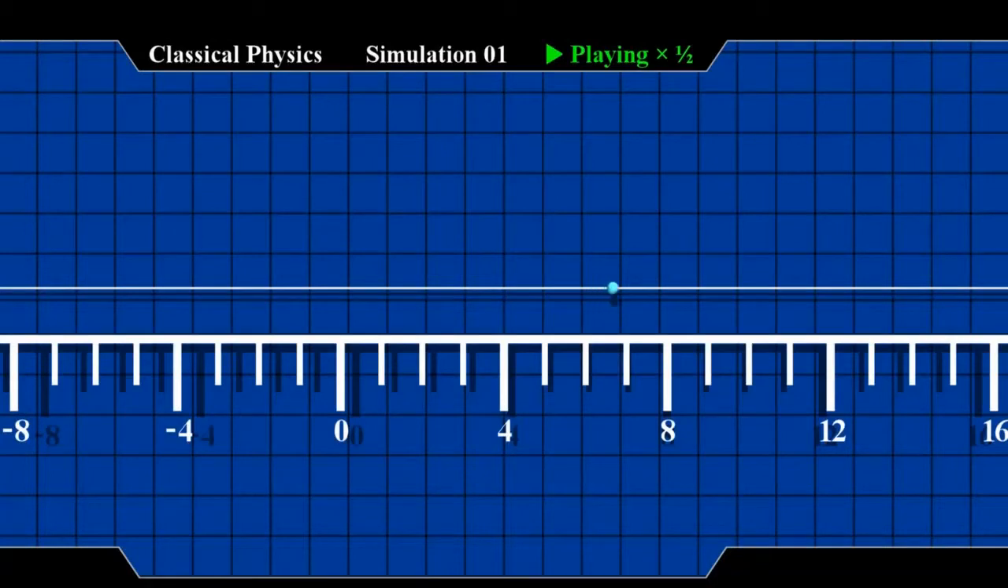Since our particle floats in empty space, it maintains a constant velocity. Note that time is slowed down by a factor of 2. We'll play all simulations this way.